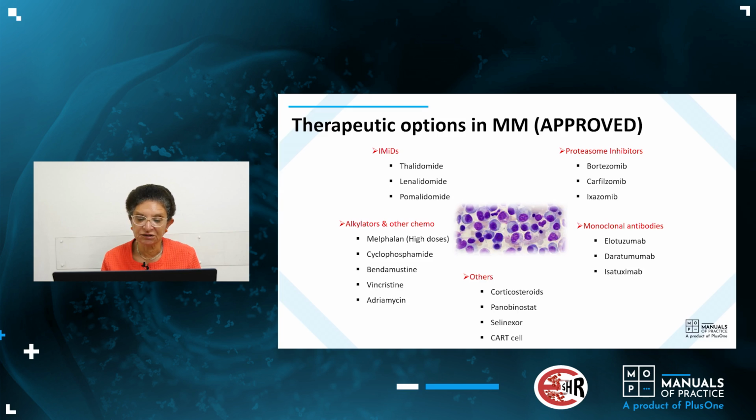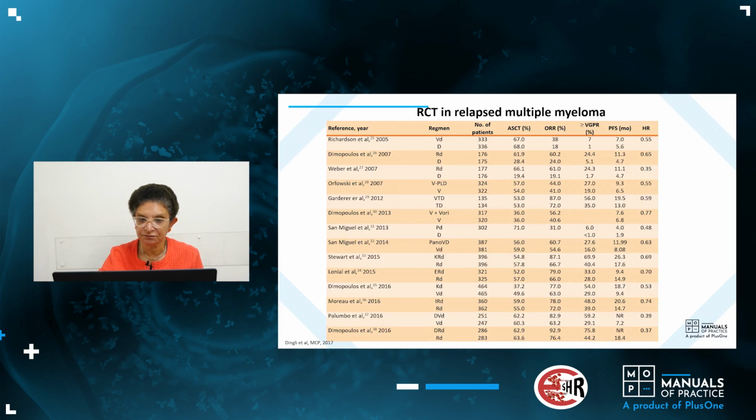This is in contradistinction to the standard chemotherapeutic agents that were used in the past, including melphalan, bendamustine, vincristine, adriamycin, or cyclophosphamide, that may be tried in combination with the newer drugs. So these are the chemotherapeutic agents. These are the regimens that were included in relapsed multiple myeloma treatment.